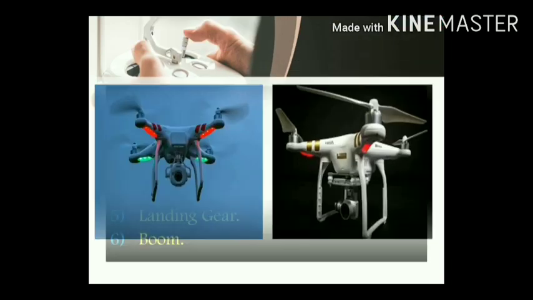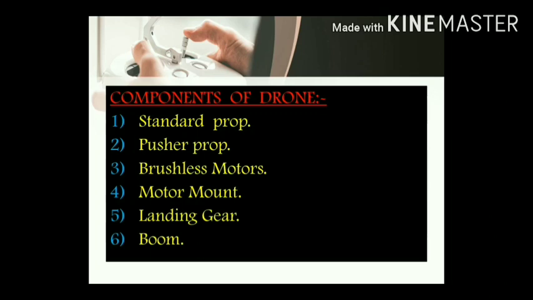Now we study the components of a drone. First one is the tractor propeller. Tractor propellers are the propellers at the front of the drone. This propeller pulls the drone through the air like a tractor. Most drone propellers are made of plastic, and better quality ones are made of carbon fibers. Second one is the pusher propeller. The pusher propellers are at the back and push the UAV forward, hence the name pusher propeller.